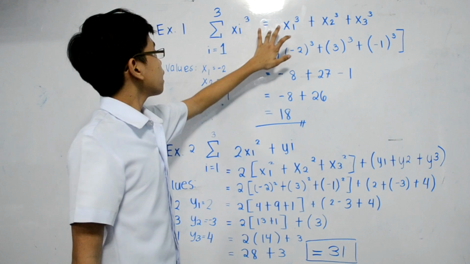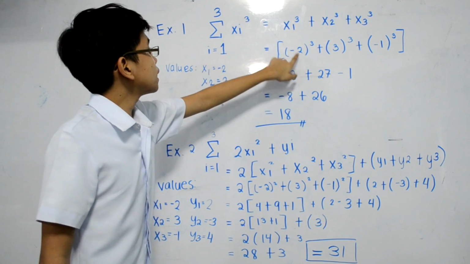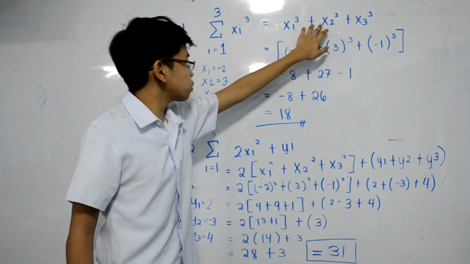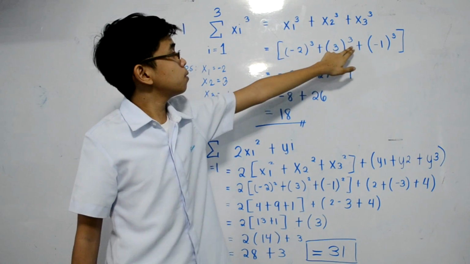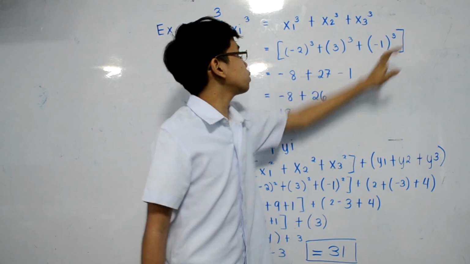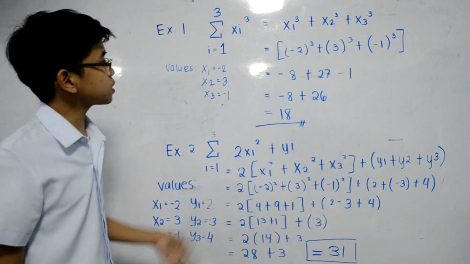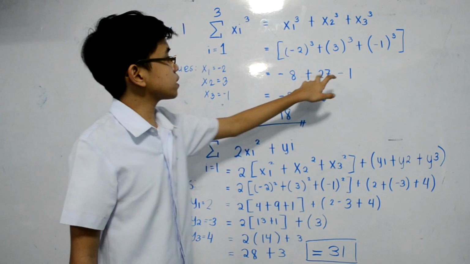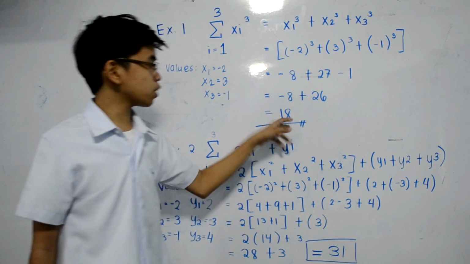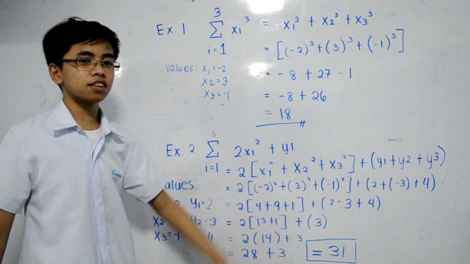Therefore, x sub 1 will be negative 2 cubed, plus x sub 2 will be 3 cubed, plus x sub 3, negative 1, will be negative 1 cubed. Simplify those terms. Negative 8 plus 27 minus 1, negative 8 plus 26 is equal to 18. 18 is your final answer.